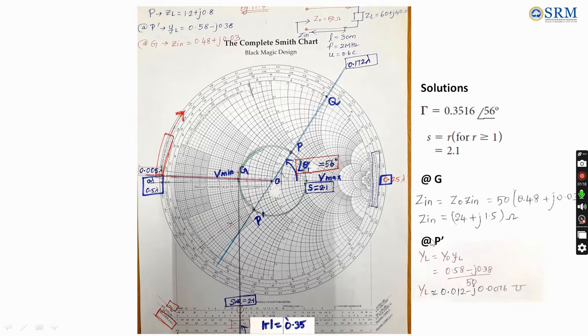Okay. Hope you understood how to find the input impedance, VSWR and reflection coefficient of a given transmission line of a particular length. So happy learning. We will meet in the next session by seeing how to find the location of Vmax and Vminimum.